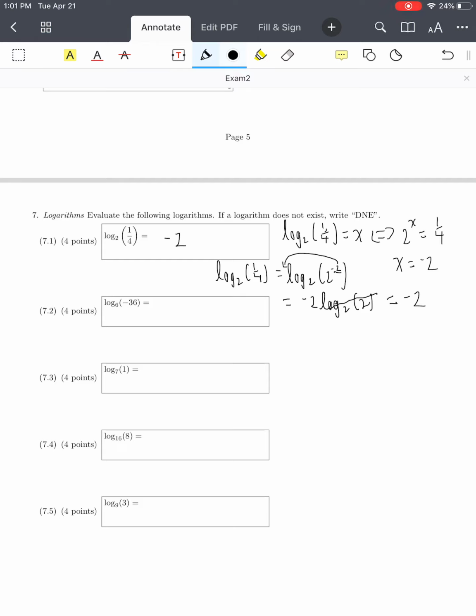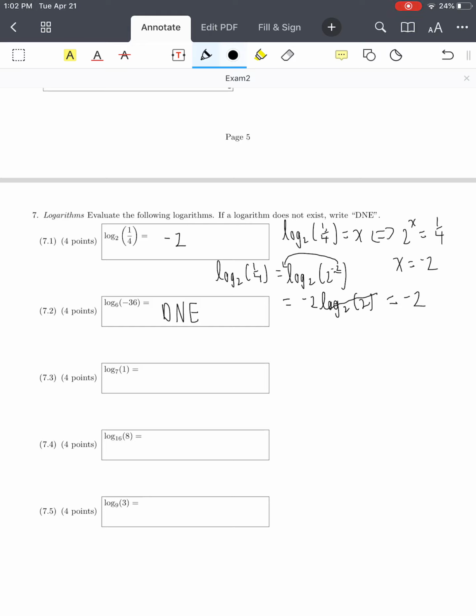For part B, log base 6 of negative 36, well, we can't have a negative in any logarithm, so whenever we see a negative in there, I'm just going to say it does not exist. Part C, log base 7 of 1.